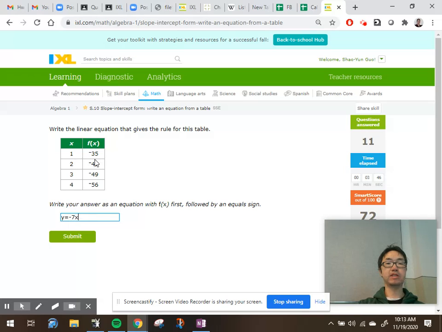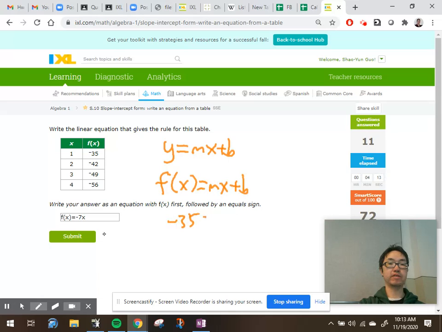Now I'm going to use one of these to figure out what b is. All right, so y equals mx plus b. That's the formula we're using. Here we know, oh, sorry, it says to do f of x. So sorry. This means y, but I'm going to use f of x in this case. So instead of y, I'm going to write f of x equals mx plus b. F of x is negative 35. X is 1. We know slope is negative 7. So negative 7 times 1 plus b. And you'll figure out that b is negative 28 by doing the algebra.